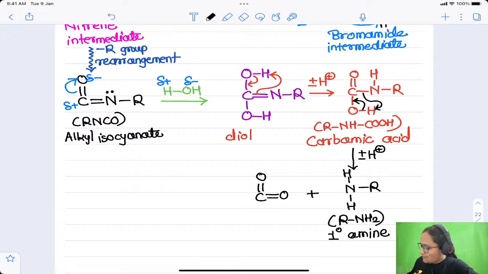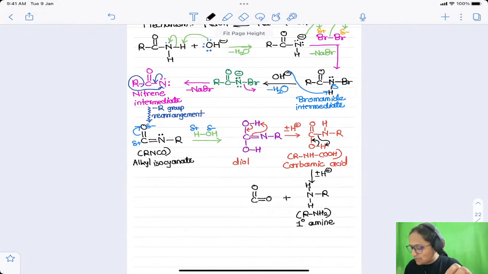Now, this CO2 gas which is produced here combines with another NaOH molecule and is converted into Na2CO3 further. But right now I will write it like this only. It will not make any difference. So this is how we are getting the primary amine, RNH2, which contains one carbon atom less than that of the starting material.